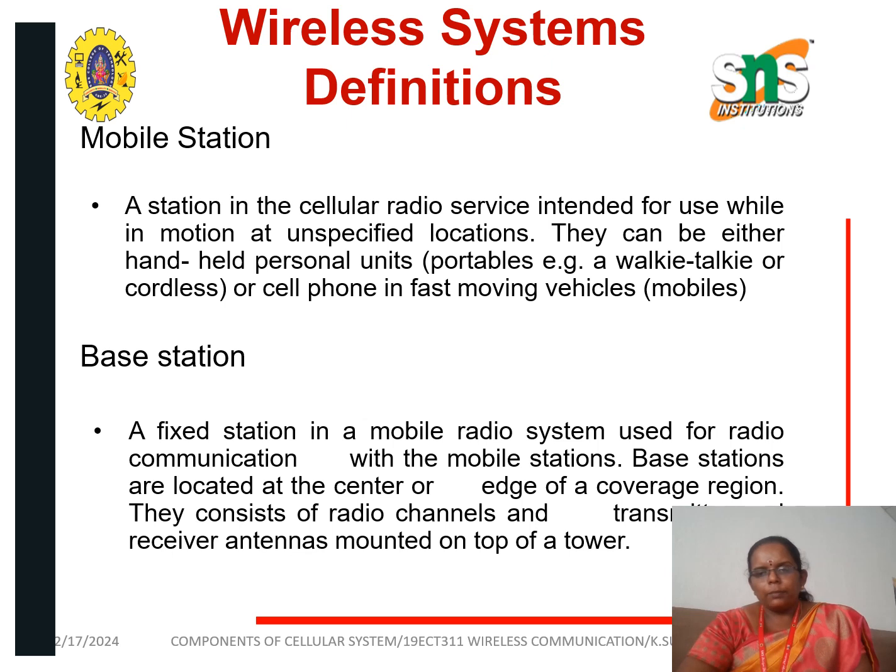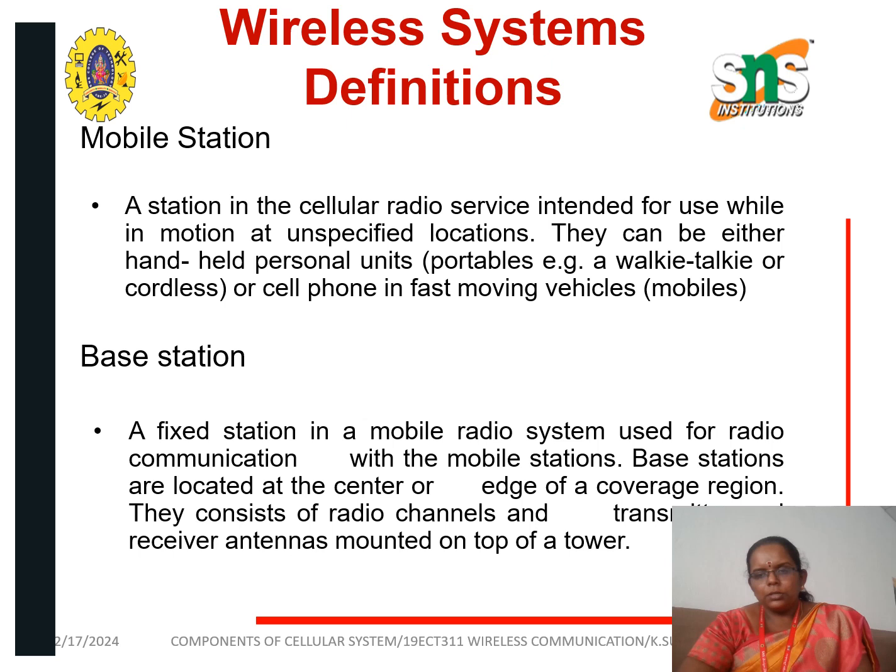The next one is the base station. It is a fixed station in the cellular mobile radio system, used for communication with the mobile station. Your mobile station always first communicates with the base station. The base station in turn communicates with the base station controller and then with the mobile switching center.